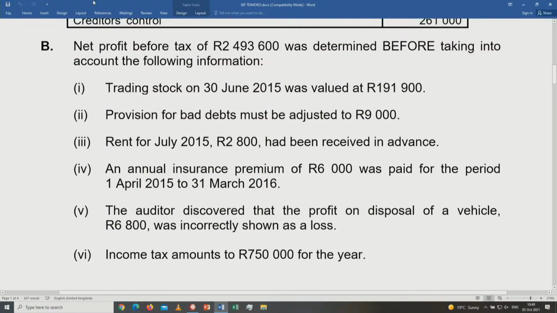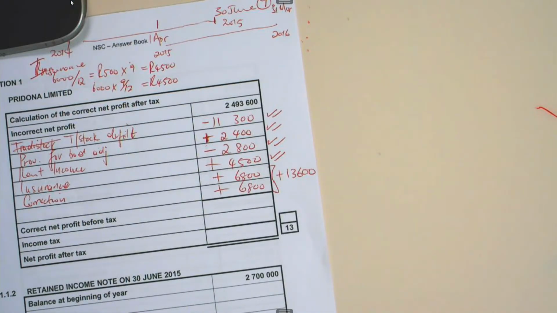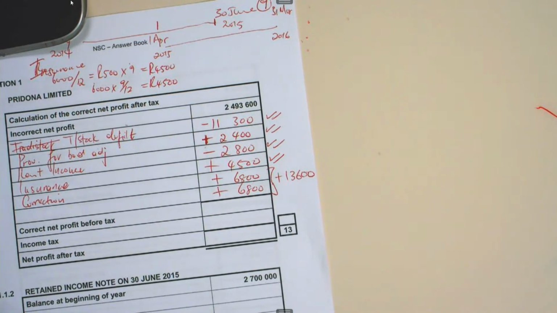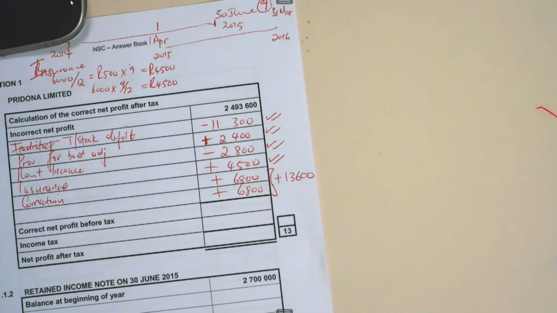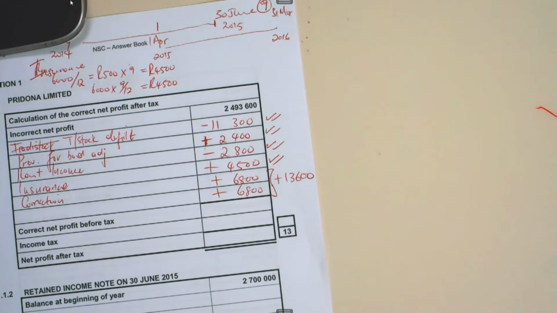Right. And then now we can work out or calculate the correct net profit before tax. The correct net profit before tax will be 2,493,600 minus 11,300 plus 2,400 minus 2,800 plus 4,500 plus 6,800 plus 6,800.